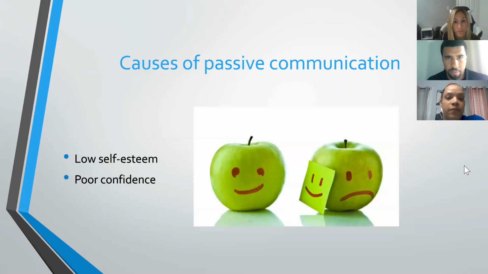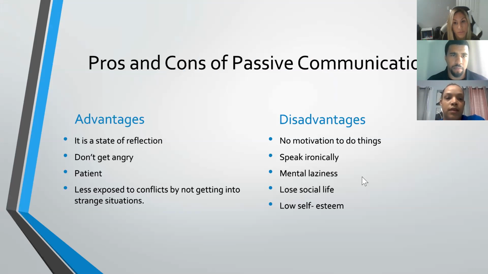The causes of passive communication are low self-esteem and poor confidence. Pros and cons of passive communication. Advantages: it's a state of reflection, you don't get angry, you're patient, and you're less exposed to conflict by not getting into a strange situation. Disadvantages are no motivation to do things, speaking ironically, mental laziness, loss of social life, and low self-esteem.